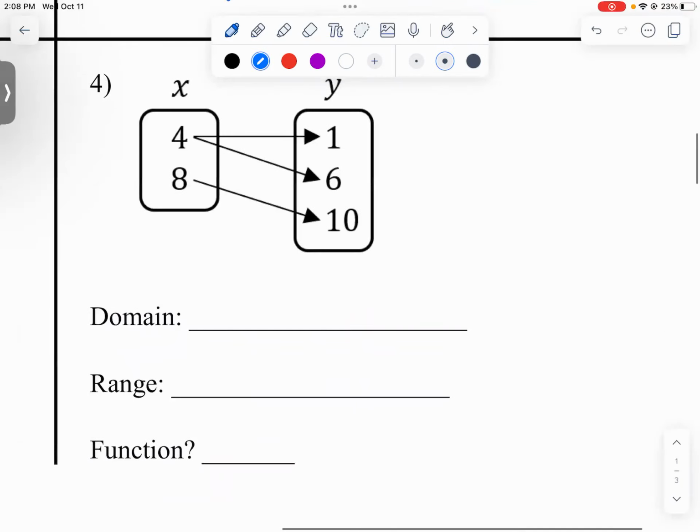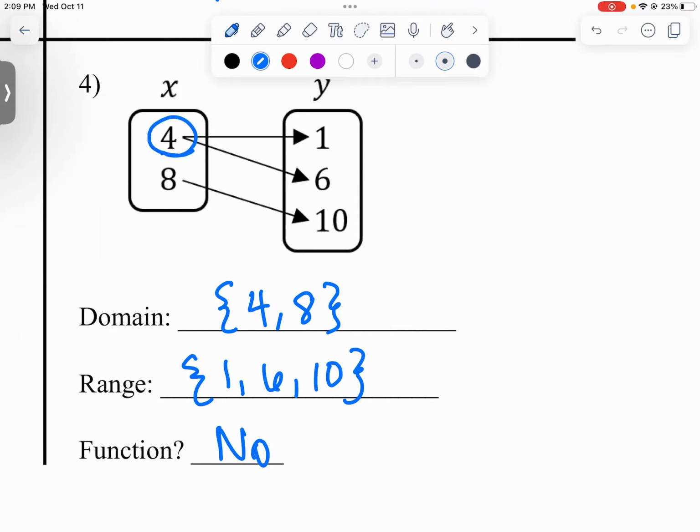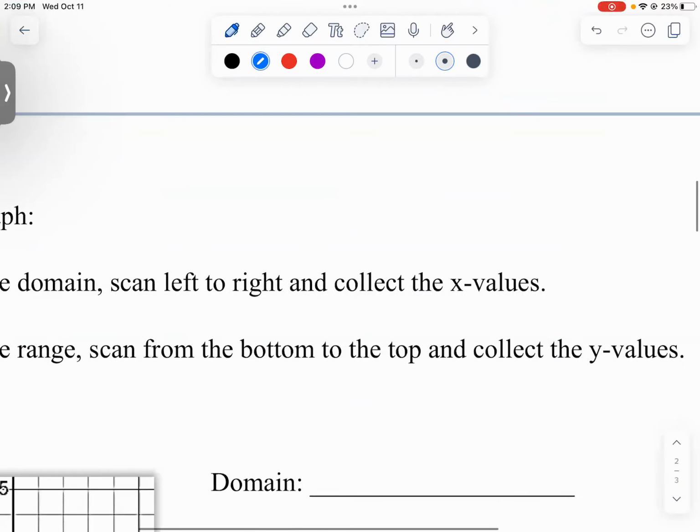And number 4, Noah, what's our domain? 4 and 8. Okay, Izzy, our range? Okay, DJ, is it a function? Ethan, why is it not a function? It's too many outputs. Okay, our input of 4 has more than one output. That was pretty quick. All right.